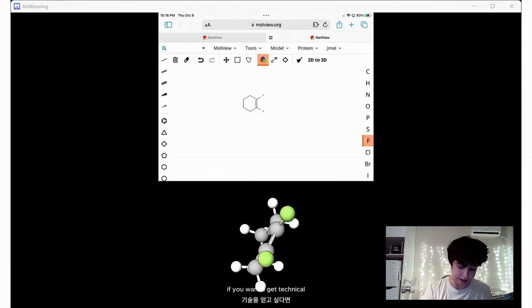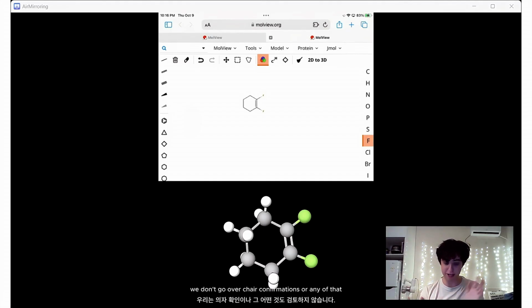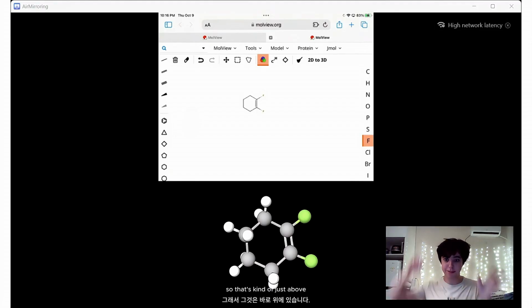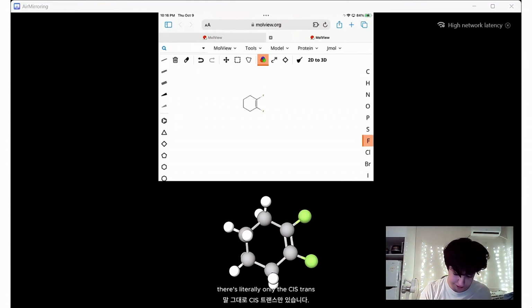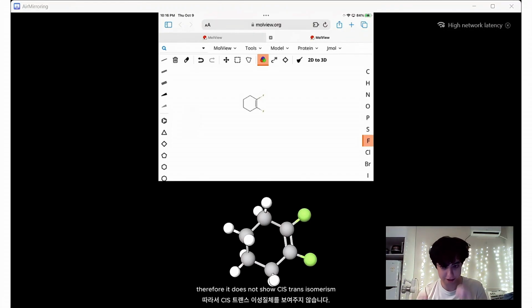Trans is not. If you want to get technical, trans theoretically could be possible, but it would be a very strained formation that's just not energetically favorable. That's a higher level than this though, because even though we do cis-trans isomerism, we don't go over shared conformations or any of that. So that's just above. We're going to stick to the basics here and ignore that. There's literally only the cis conformation possible. Therefore, it does not show cis-trans isomerism.